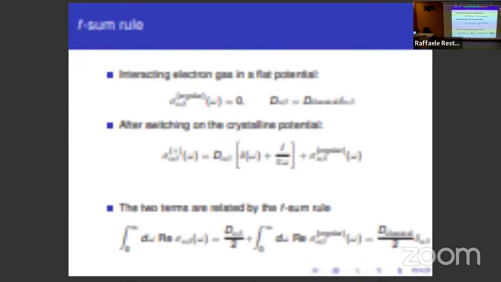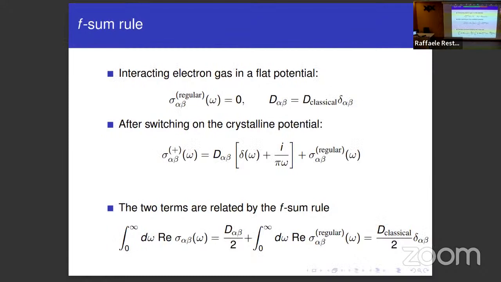They are related by the famous f-sum rule. That means the integral of the conductivity over all frequencies from zero to infinity must be equal to something proportional to the density, which I've written in this form. Density over mass, more exactly. And in the integral, of course, the Drude peak is one half, and then you have this regular part.